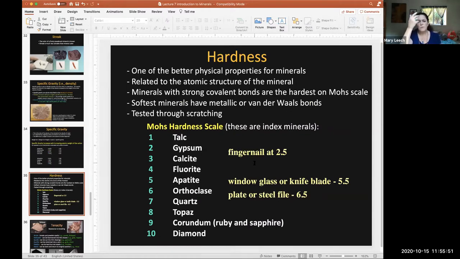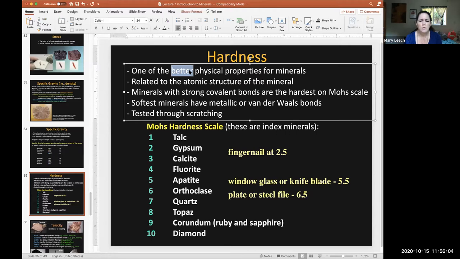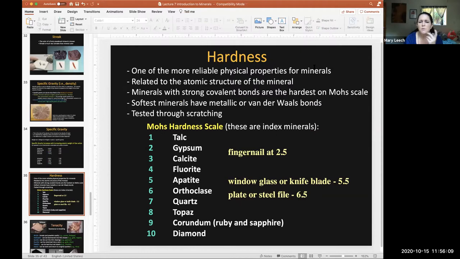Hardness. Stop me if I'm going too fast, but we're going to come back to these and use these in the lab. Hardness is one of the more reliable physical properties of minerals. It's related to the atomic structure of the mineral. So if the minerals have strong covalent bonds, they'll be harder on Mohs scale than if they have weaker bonds or ionic bonds. Some softer minerals have metallic bonds even.